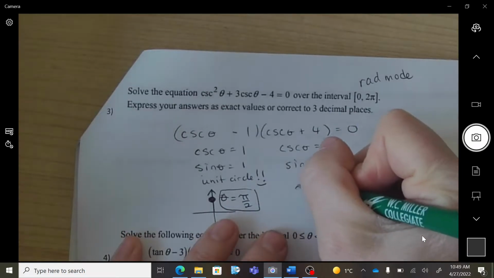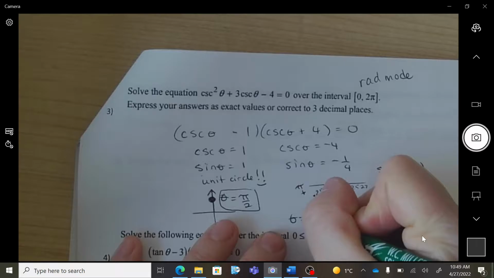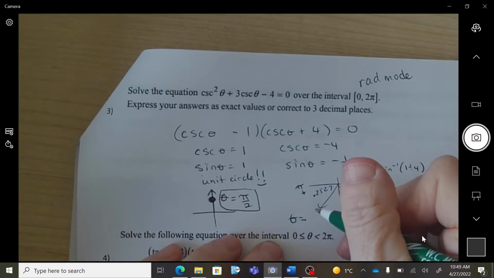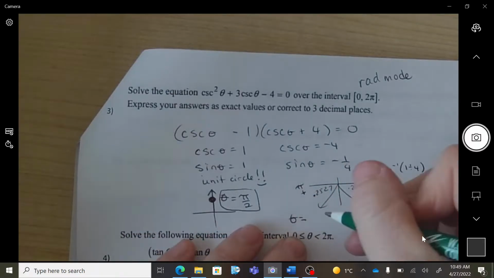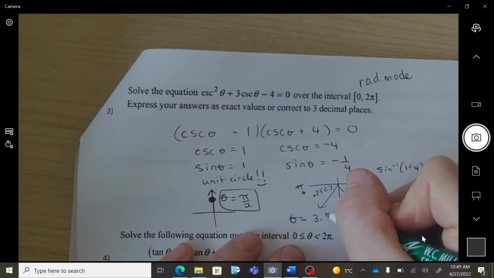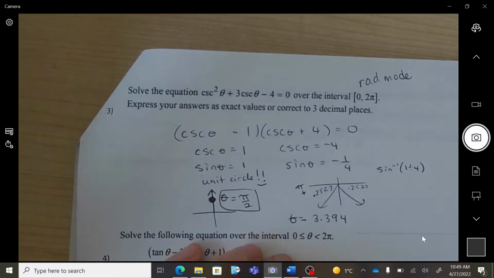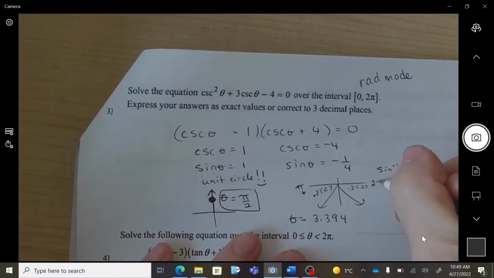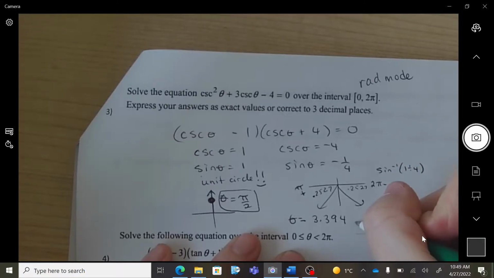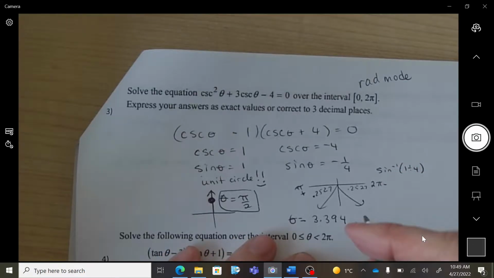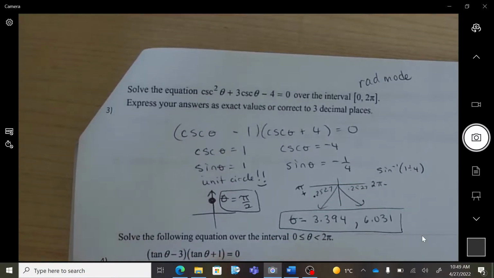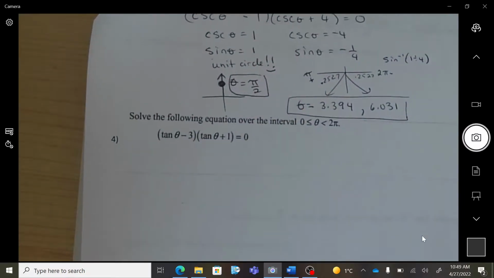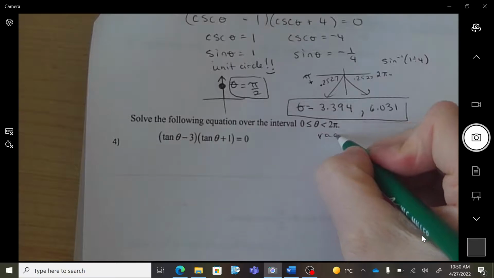So now here I'm going to go pi plus that, and I get, let me see, 3.394. And then here I'm going to go 2 pi minus that, and on that I'm going to get 6.031. There's your 3 answers. Solve the following over the interval. So again, I'm going to be radian mode.